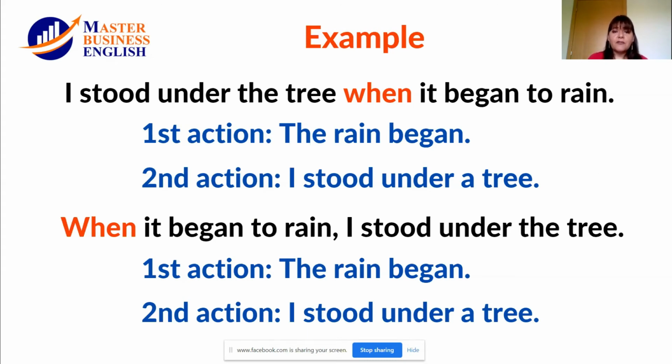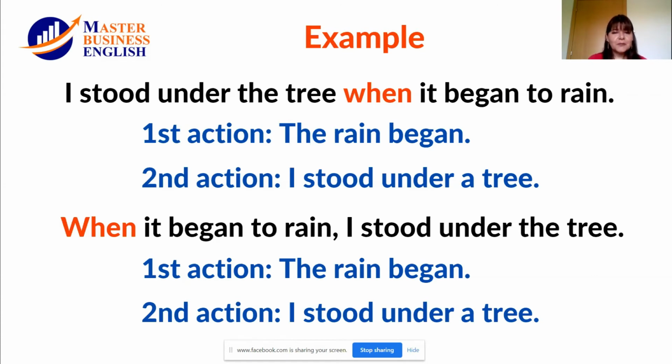So in this case, we have the first action, the rain began, and the second action, I stood under the tree. So next to the word when, we should locate the first action, the clause that happened first. So we have when it began to rain. And on the other side, we situate the other action, in this case, I stood under a tree. I stood under the tree when it began to rain, and it makes sense.